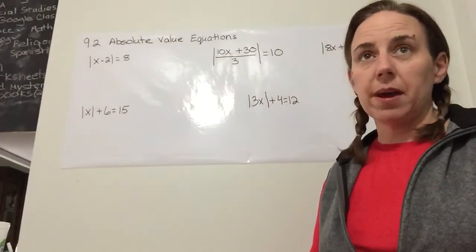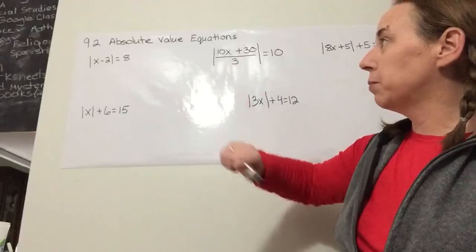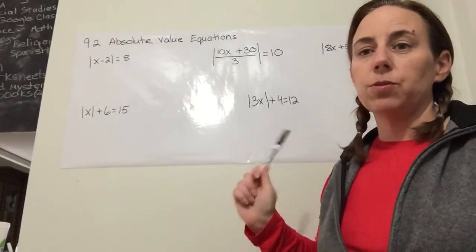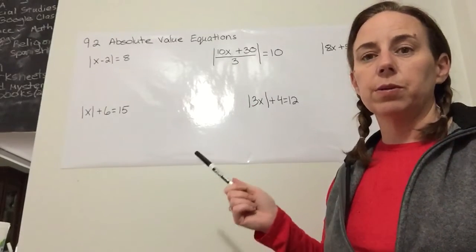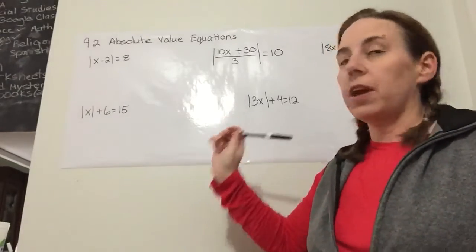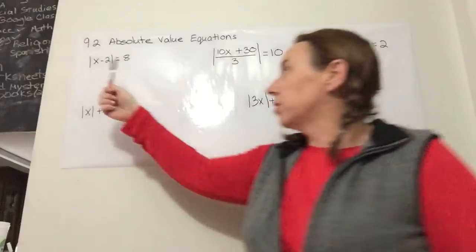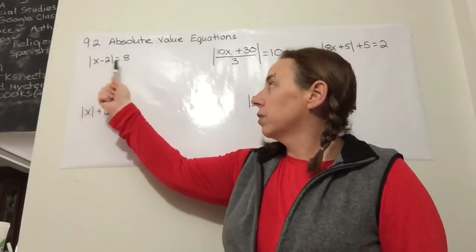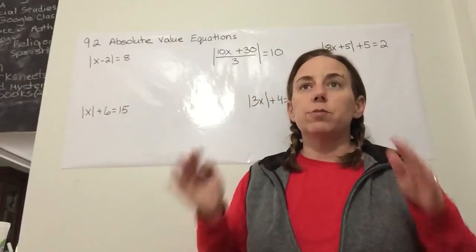Okay, welcome back. We are doing 9.2, which is absolute value equations. Next week we will dive into absolute value inequalities. So, the absolute value means these are the symbols for absolute value. Whatever is in there is positive.